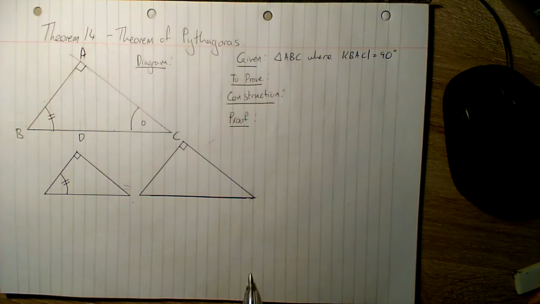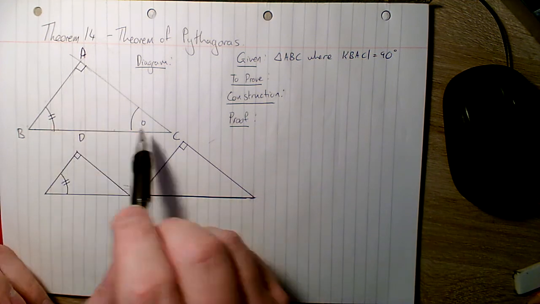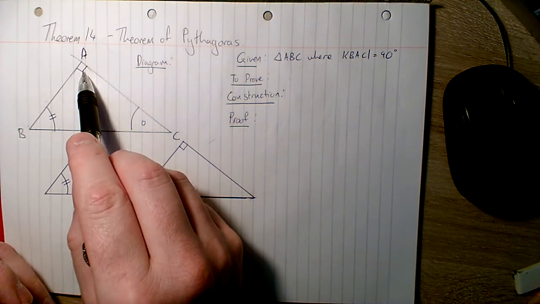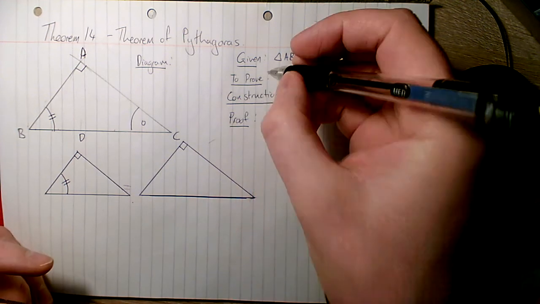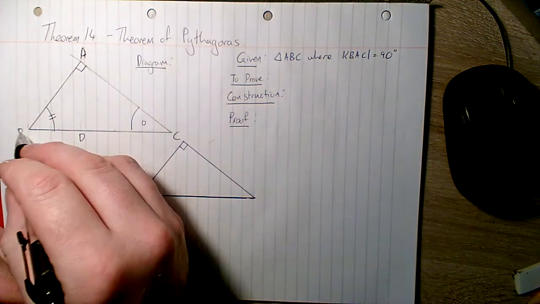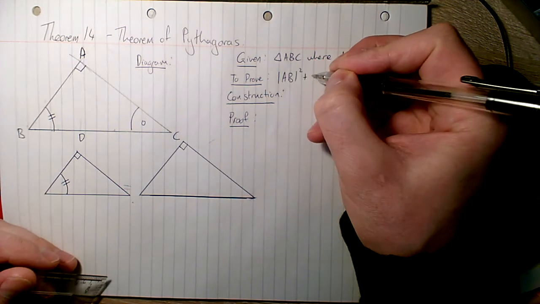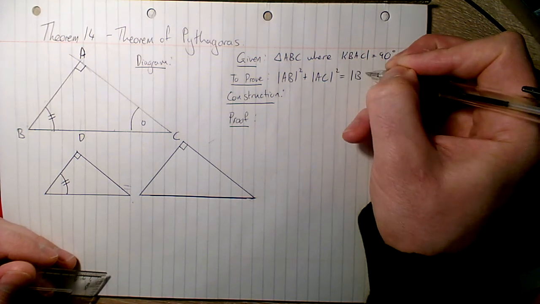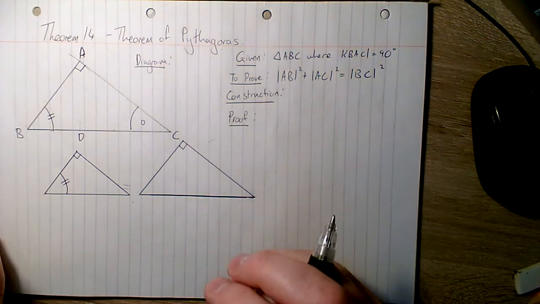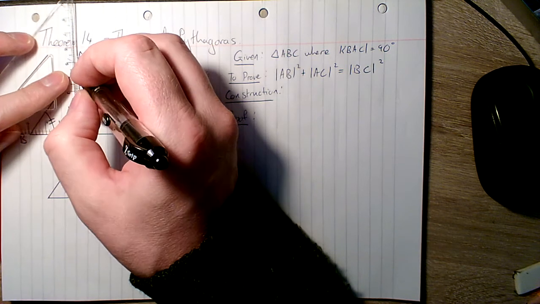So we're looking at Theorem 14, the Theorem of Pythagoras, where you're given a triangle ABC, like this one here, where one of the angles is 90 degrees, BAC in our case. What we want to prove, well, if we know Pythagoras, and hopefully we do, is that this side squared plus this side squared equals the hypotenuse squared. So for us, that's AB squared plus AC squared equals BC squared.